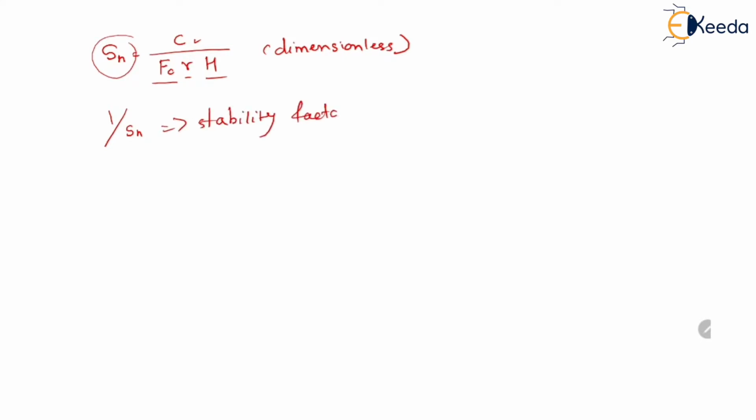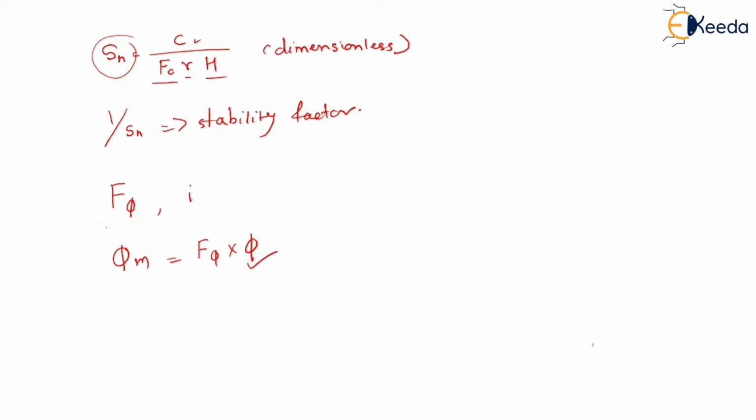The reciprocal of stability number is called the stability factor. So what Taylor did is he assumed different values of factor of safety with respect to friction for different slope angles. He assumed a value of factor of safety with respect to friction, F phi, and using this value he obtained the value of phi m, which is equal to F phi into phi, the angle of internal friction.